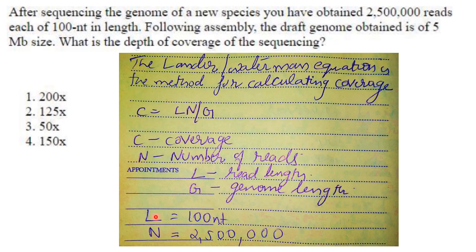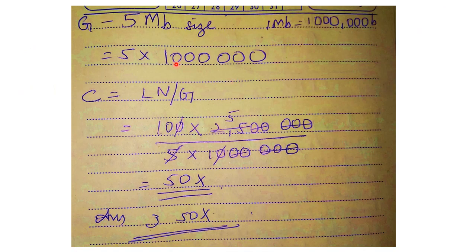So L read length they have given as 100 nucleotides, N that is number of reads is 25 lakhs, genome size G is equal to 5 MB size. Now convert it into base pairs. So 5 into 10 lakhs. So that many base pairs it will be. Put it in the formula, you will get it as 50x. So the answer here is option 3.